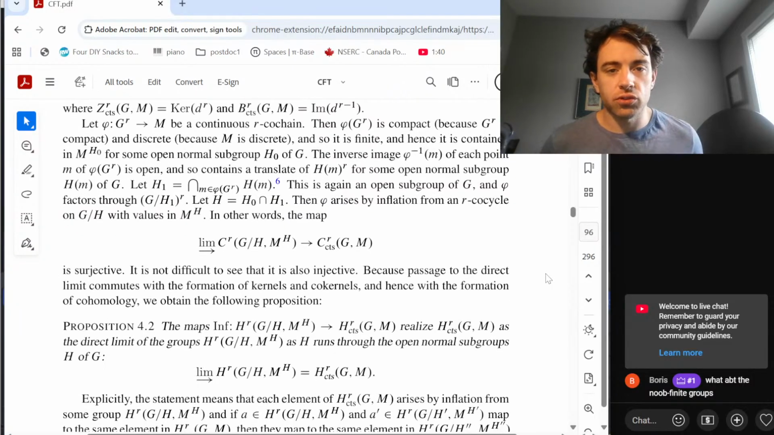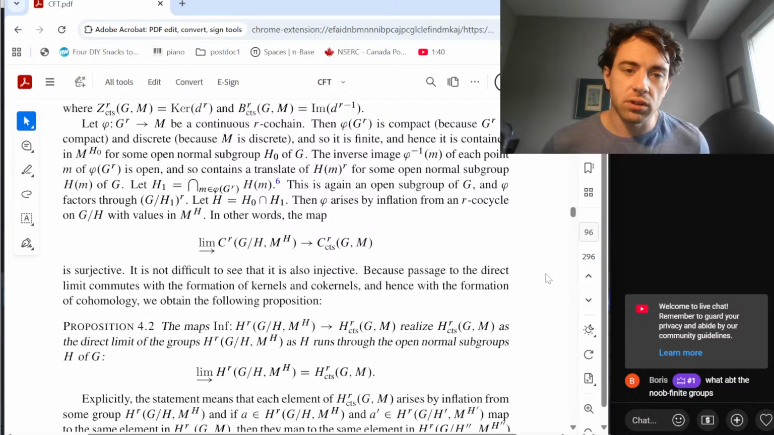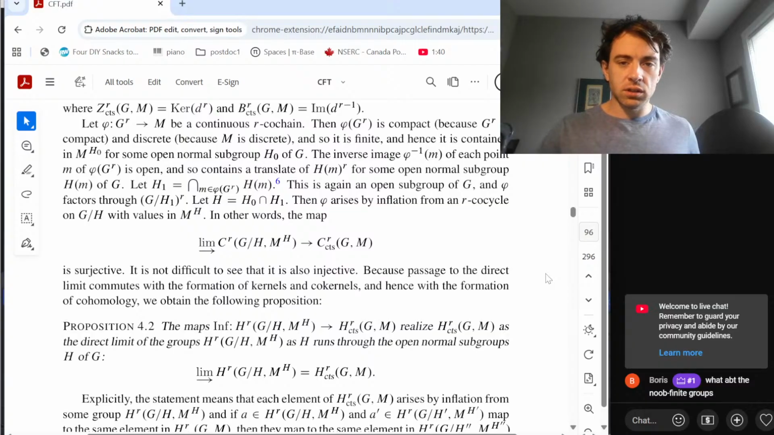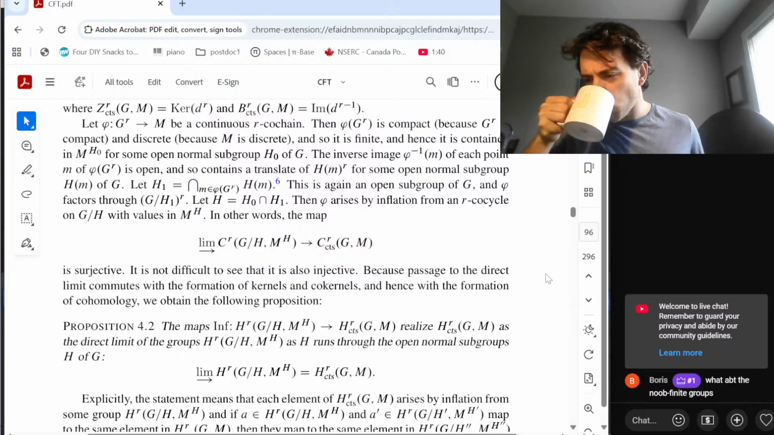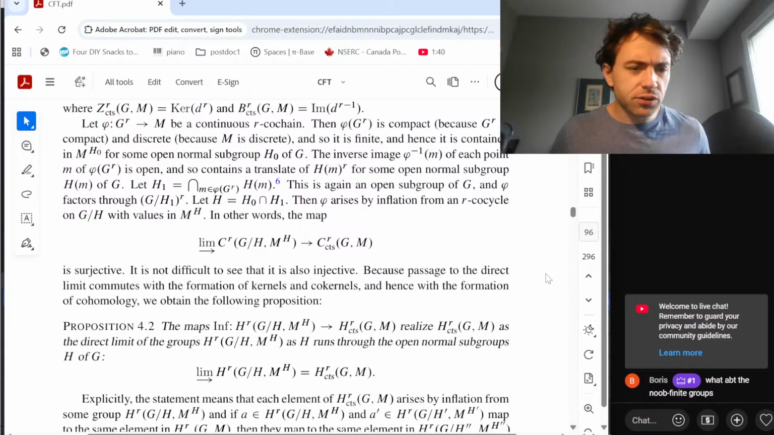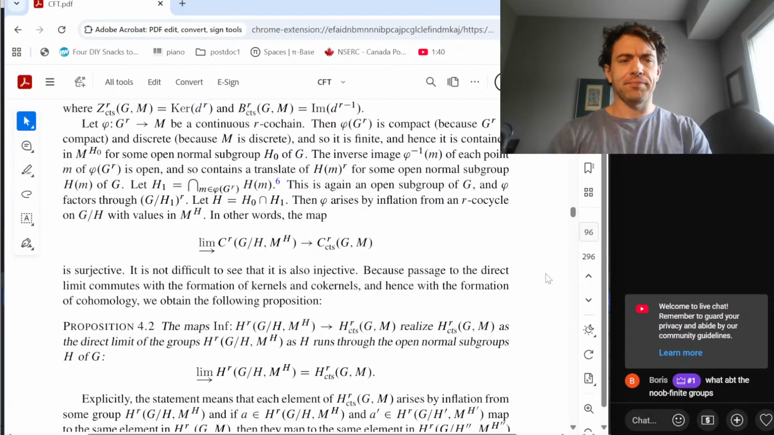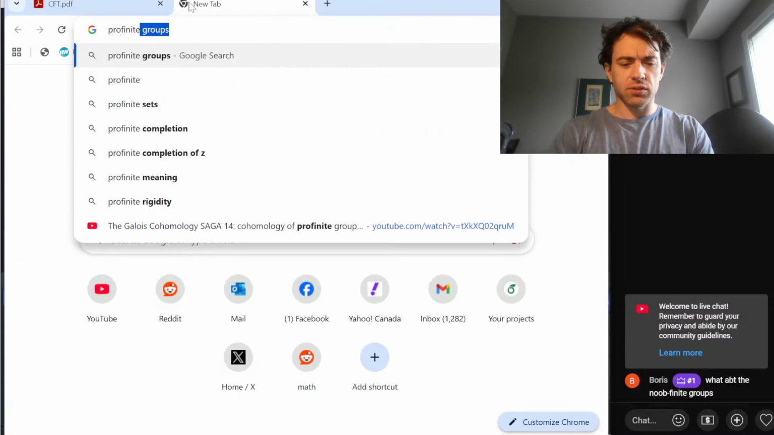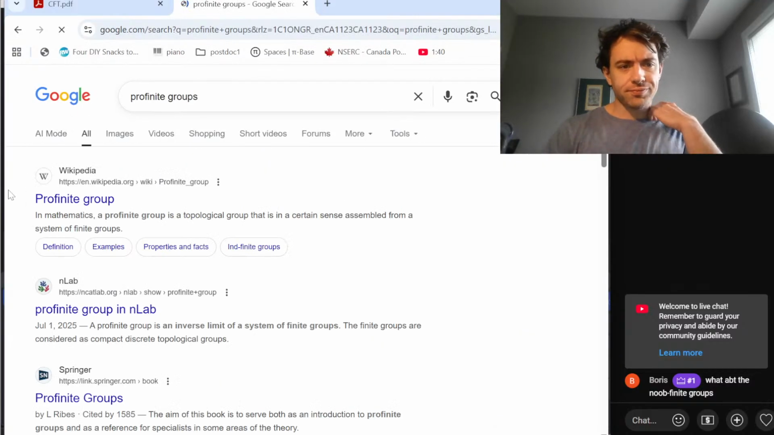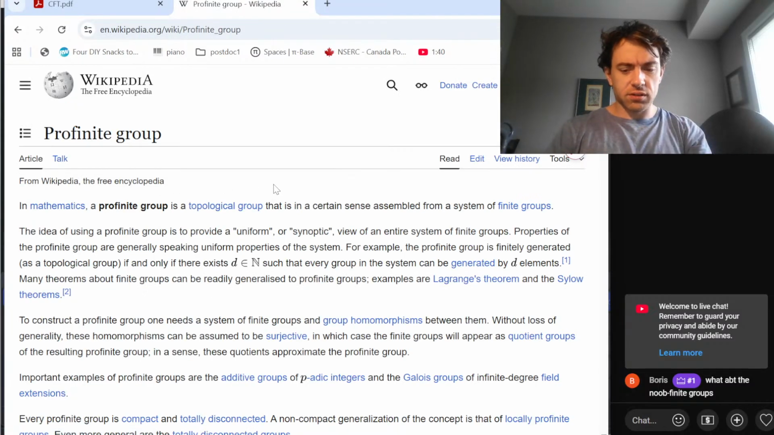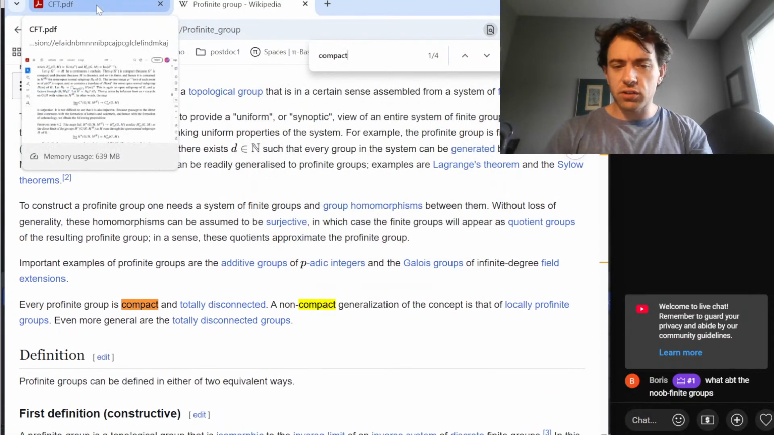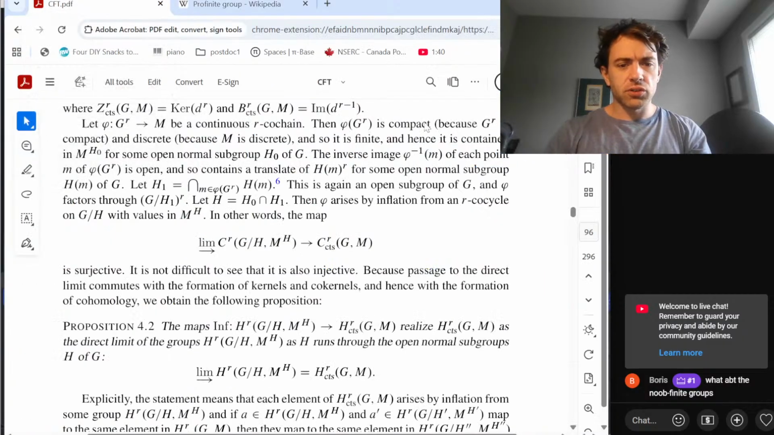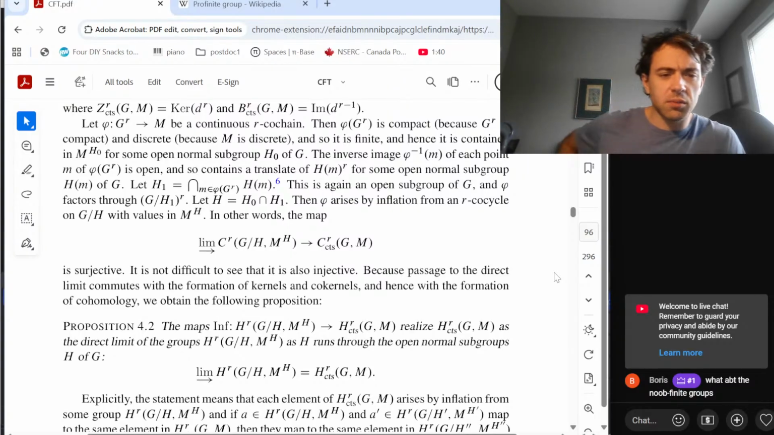So if phi is a continuous R-cochain, oh, then the image of phi is compact? What? Because G^R is compact? Oh, right. Profinite is compact. Is that true? I think that's true. That's like a basic fact about profinite groups, right? He probably said that early in the document. Every profinite group is compact and totally disconnected. And in fact, isn't that a characterization? Aren't all compact totally disconnected groups profinite? Am I crazy to be thinking that's true?